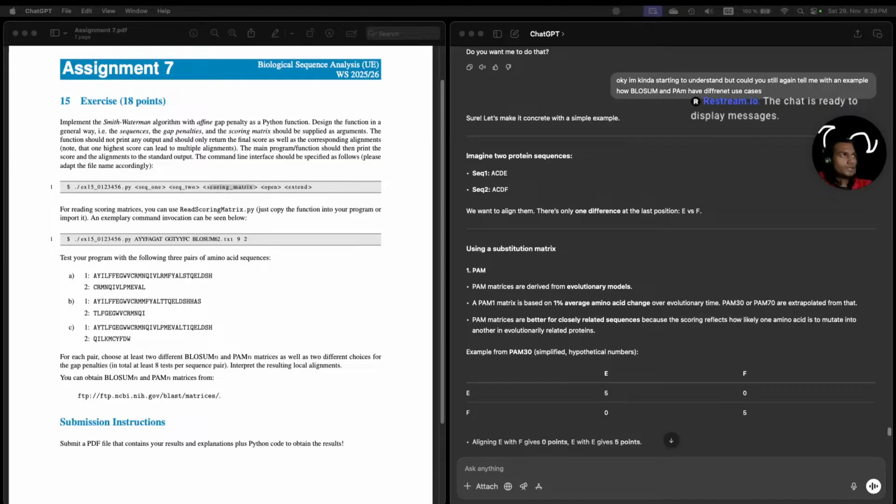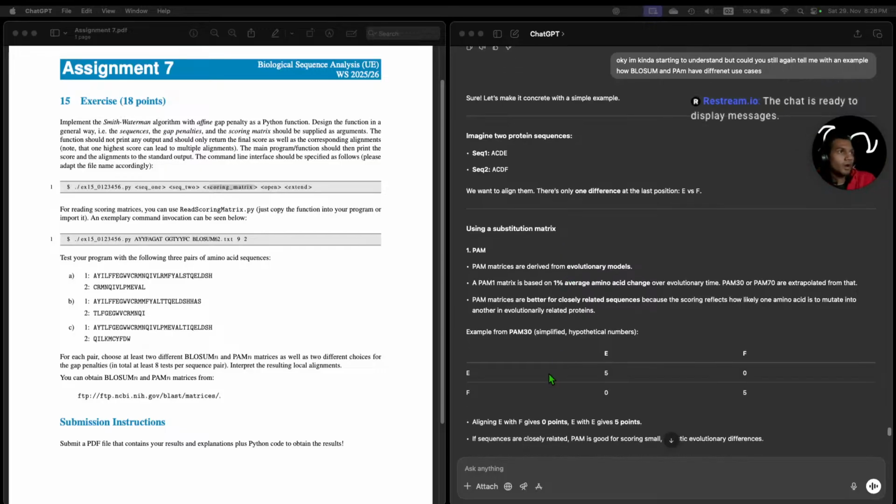Imagine two protein sequences. Okay, these are amino acid sequences, not genetic DNA sequences. Amino acid. Mhm. Using a substitution matrix, the PAM matrix derived from evolutionary models.